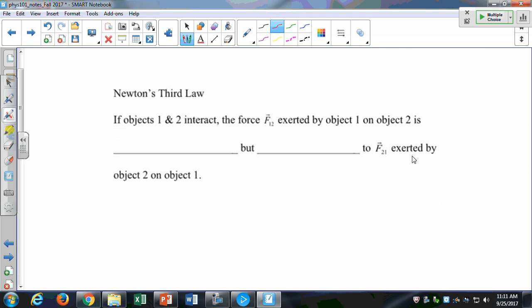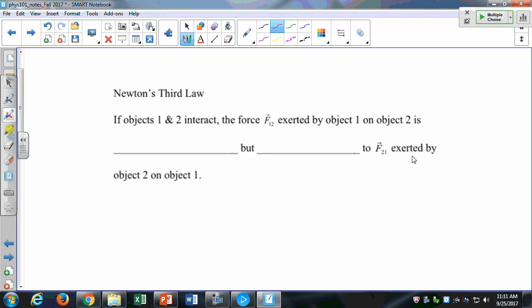All right. So we had Newton's first law. Newton's first law was the law of inertia. Newton's second law was the law of what? You recall? It's the law of acceleration. And now we're looking at Newton's third law. Newton's third law is sometimes called the law of reaction or action-reaction.